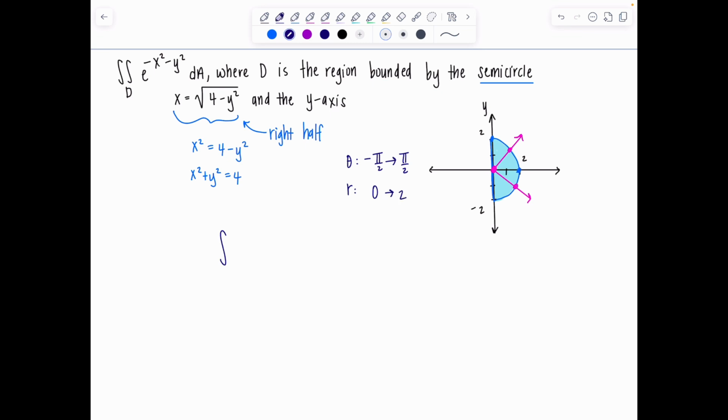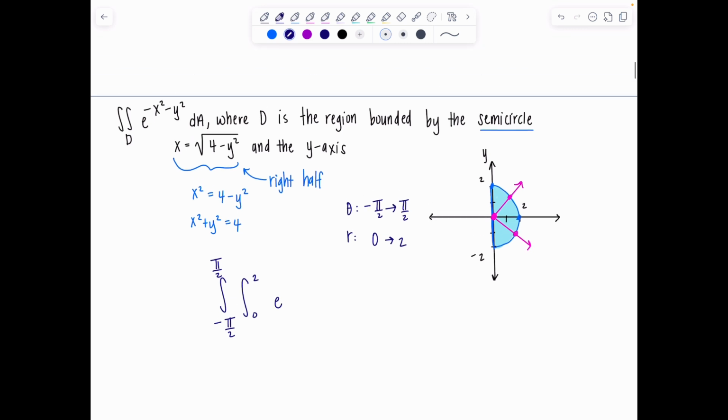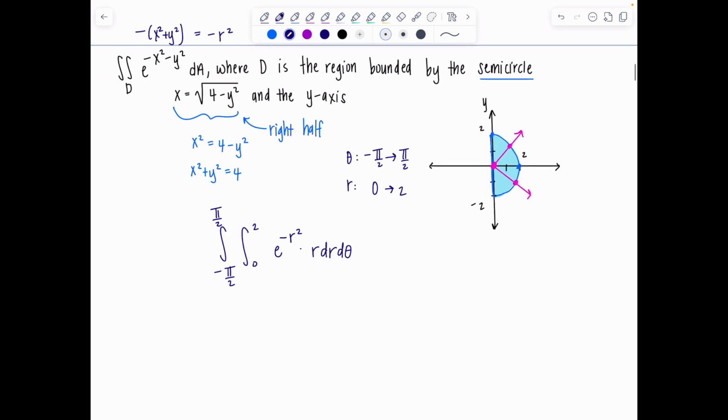So our integral is going to go negative pi over 2 to pi over 2, 0 to 2, e to the, now be careful, this is negative x squared plus y squared, which in polar is negative r squared, right? So e to the negative r squared, and then dA is r dr d theta. Thank goodness we have this r, because then we can u-sub. Otherwise, we couldn't evaluate this integral.